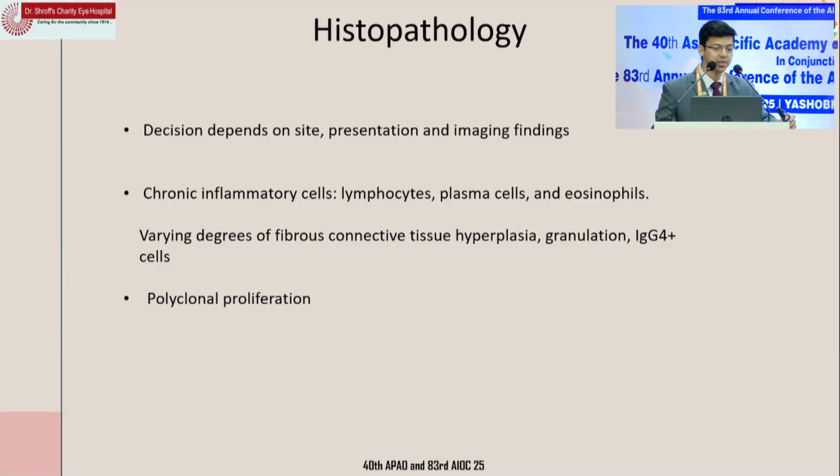But histopathology is important, and the decision whether or not to do the biopsy depends on the site of the presentation and the imaging findings. And histopathology will invariably reveal chronic inflammation with lymphocytes, plasma cells, eosinophils, and varying degrees of fibrosis. Sometimes granulation or IgG4 positive cells may be noted. But the most important thing is that the proliferation is always polyclonal.